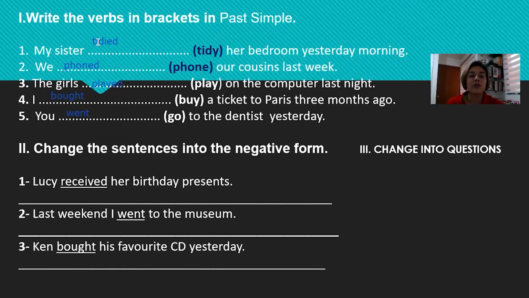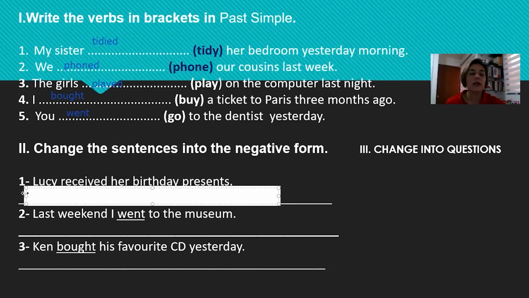So, my sister tidied her bedroom yesterday morning. Tidied is like order, organize. We found our cousins last week. The girls played on the computer last night. I bought a ticket to Paris 3 months ago. And you went to the dentist yesterday. Yes? Now, we have to change these statements into the negative form.